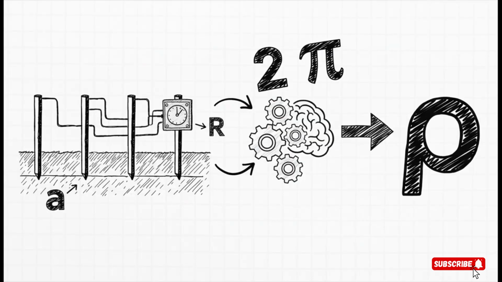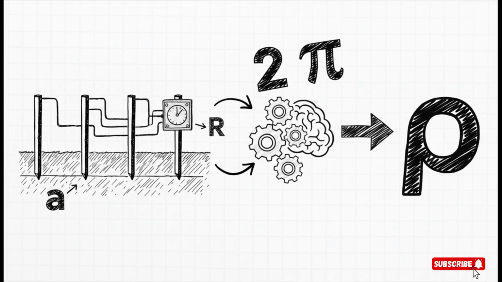And this is how we turn that simple resistance reading into our final answer. The formula is rho equals 2 times pi times A times R. Let's break that down. Rho is the soil resistivity we're looking for. Pi is just the constant, 3.14. A is the distance between the pins, which we control, and R is the resistance number in ohms that our meter spit out. You just plug in your spacing and your resistance reading, do the math, and boom, you've calculated the soil's resistivity.